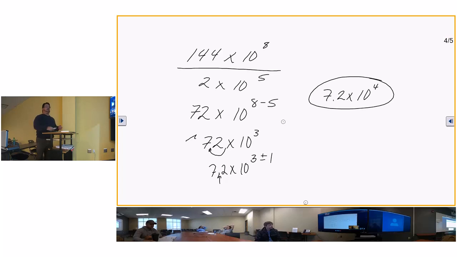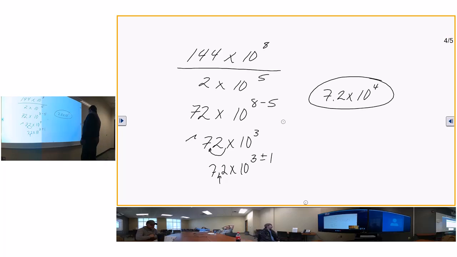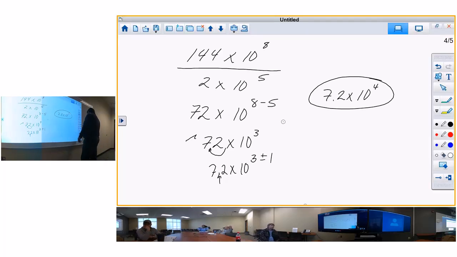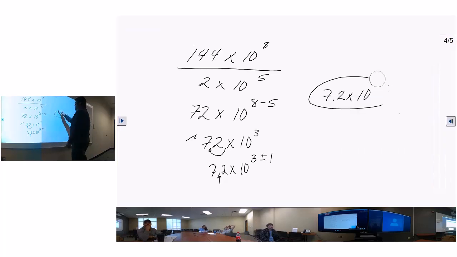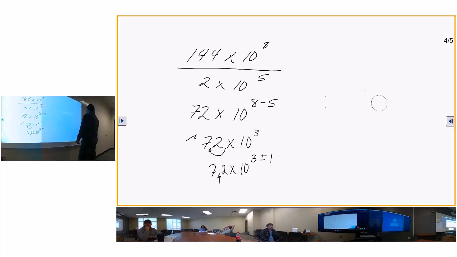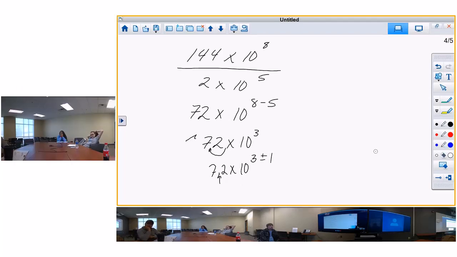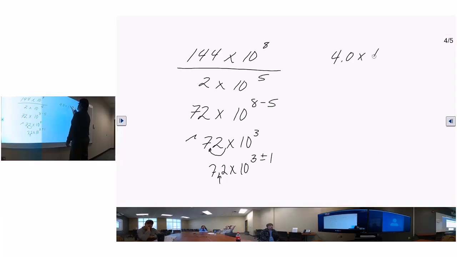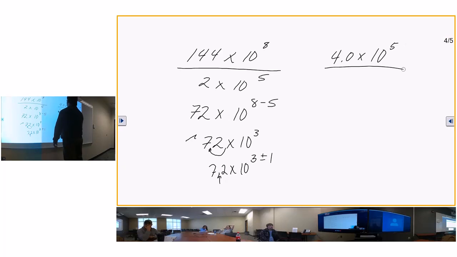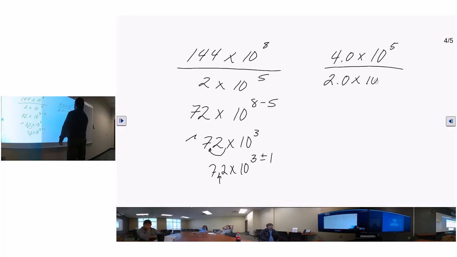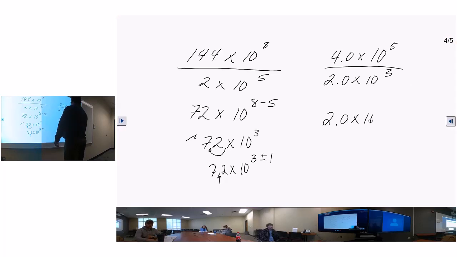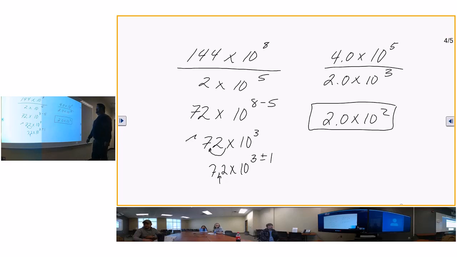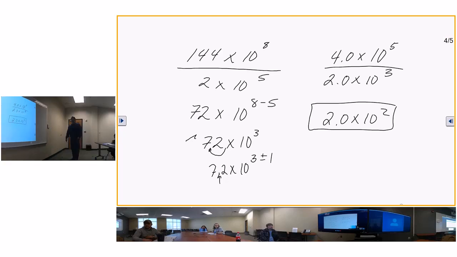Now, sometimes you don't have to do that. Sometimes you might have a problem that looks like this. 4.0 times 10 to the 5th over 2.0 times 10 to the 3rd. What's 4 divided by 2? 2. Do you have to do anything? No. So you have to be careful.